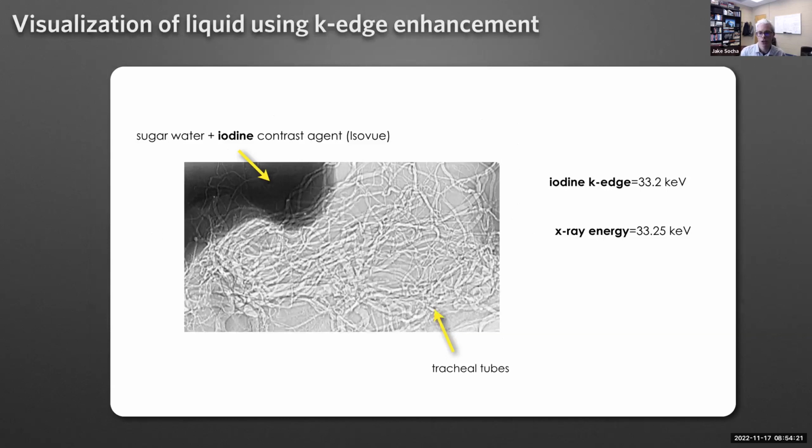The way we visualize the food is we mix iodine with the food, and then we tune our X-rays just above the K edge of iodine. What that does is cause a local resonance, in essence, and you get this big absorption here. If we were below this energy, say at 33.1, this goes away. Okay.